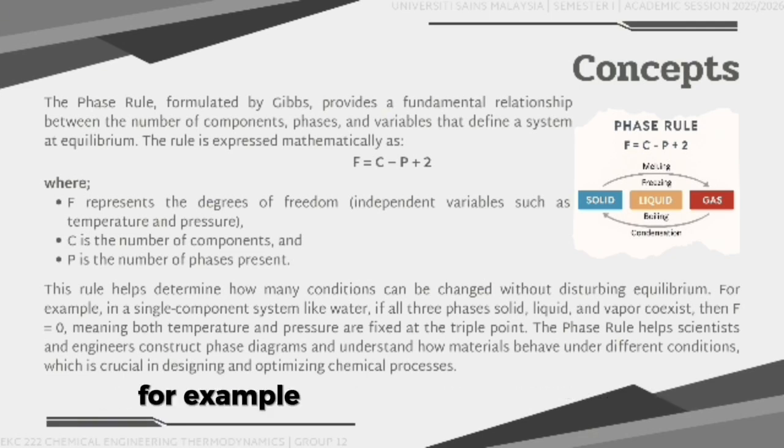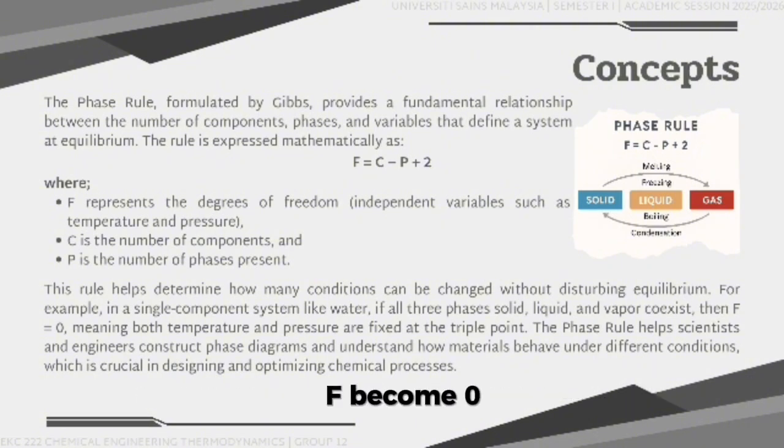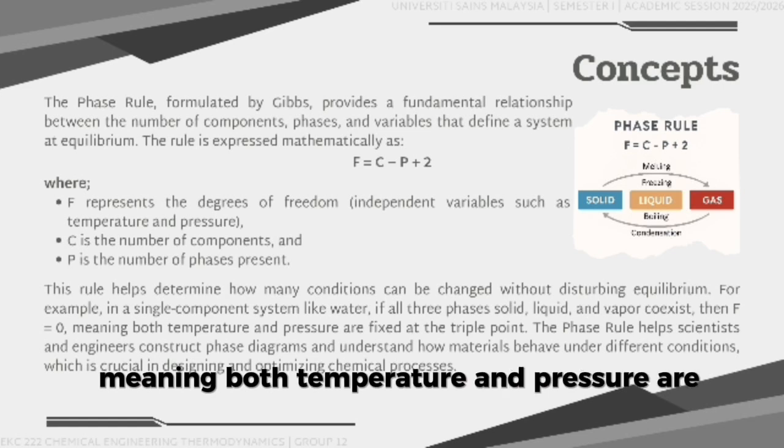For example, at the triple point of water, where solid, liquid, and vapor all coexist, F becomes 0, meaning both temperature and pressure are fixed.